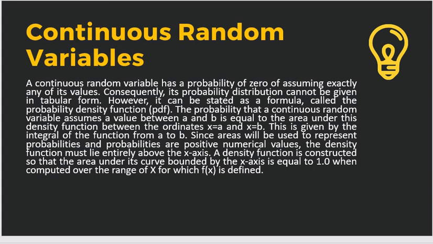This is given by the integral of the function from a to b. Since areas will be used to represent probabilities, and probabilities are positive numerical values, the density function must lie entirely above the x-axis. A density function is constructed so that the area under its curve bounded by the x-axis is equal to 1.0 when computed over the range of x for which f of x is defined. For you to understand those lessons, we're going to have a sample problem later on.